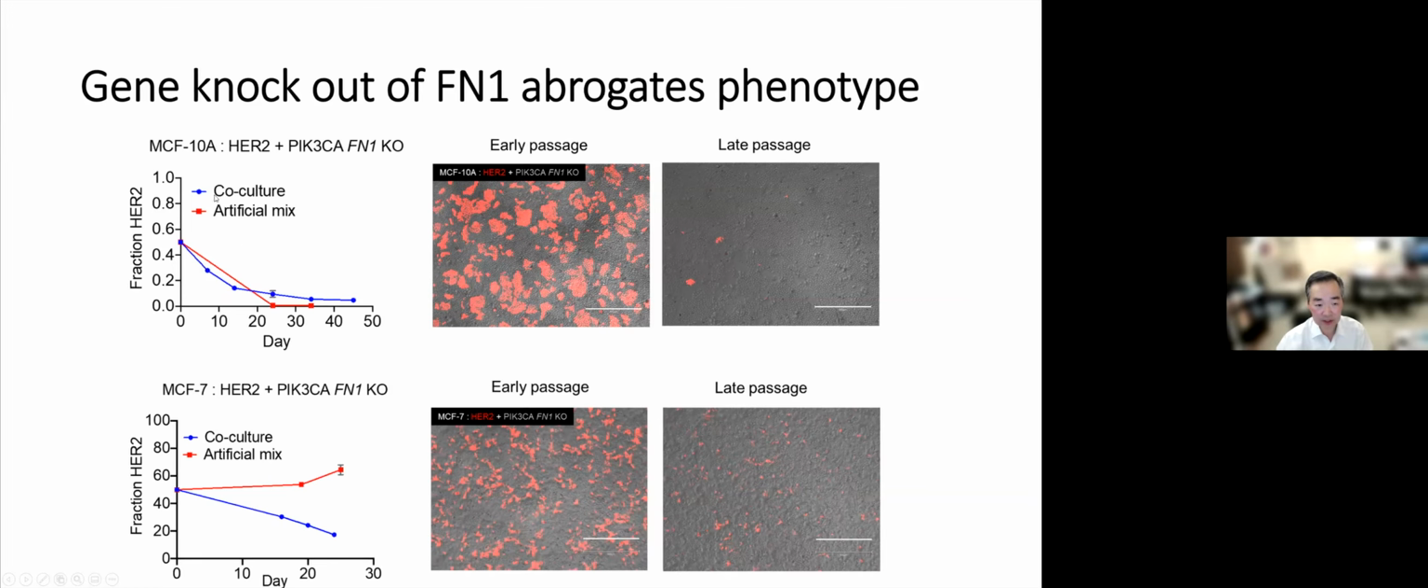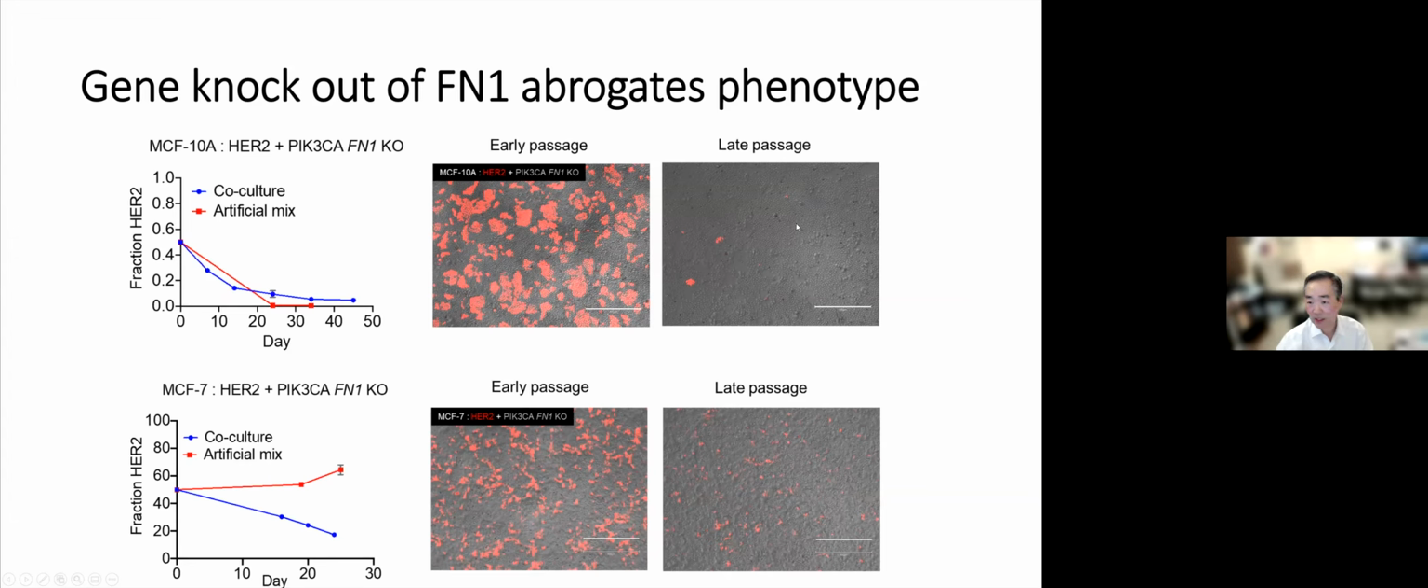And so now you see a situation just like you would with wild type. The co-culture of PIK3CA fibronectin 1 knockout with HER2 mutation does not confer growth advantage to HER2 anymore. And so that's seen here. We do a 50-50 mix at early passage.